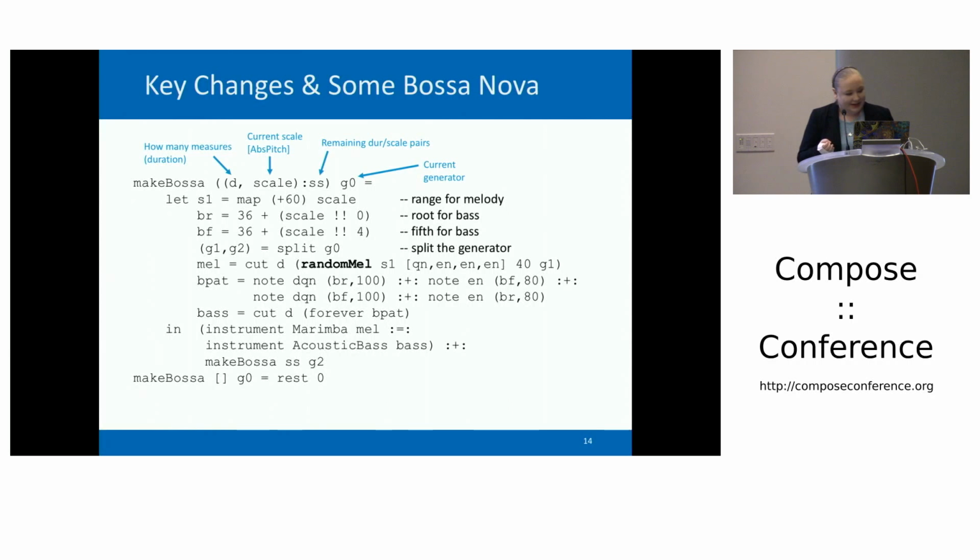Once we've figured out those two pitches for the bass in the current context, we split the generator because our random melody algorithm consumes its generator, and we need to be able to return a generator for the next iteration of this algorithm. We construct the bass pattern using some little Euterpea functions like we saw previously. We construct the melody using the random L function that we already defined. And then we assign some instruments.